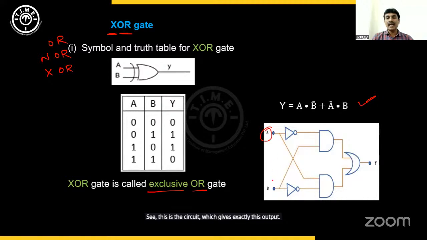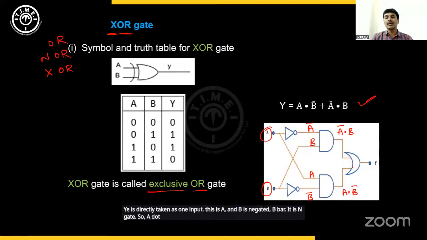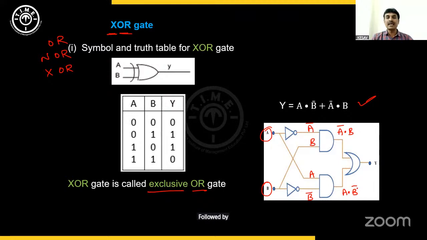Two inputs, A and B. Now, for the first gate, A is negated. This is A bar, and B is directly taken here. It is an AND gate. That means A bar dot B is the output here. Coming to the other AND gate, A is directly taken as one input, and B is negated, B bar. It is an AND gate, so A dot B bar, followed by an OR gate. OR is simple addition. That means A bar dot B and A dot B bar are added. This is the OR operation. The last OR gate performs this action.